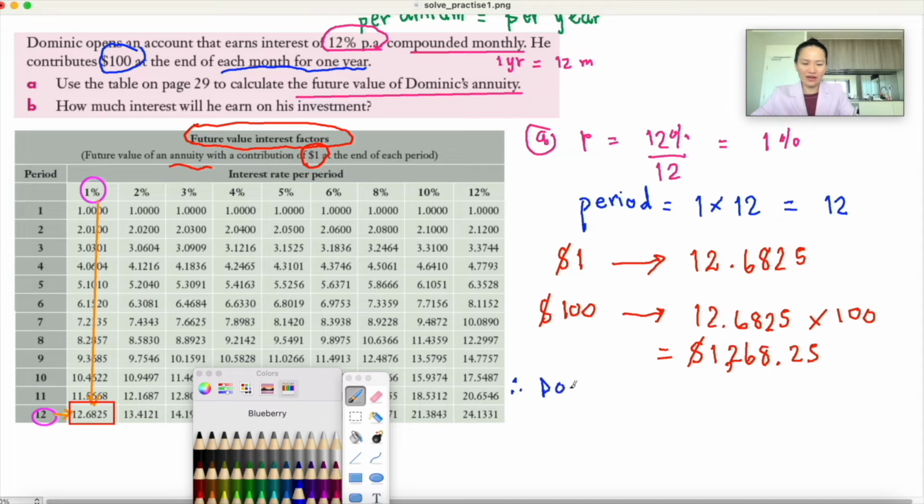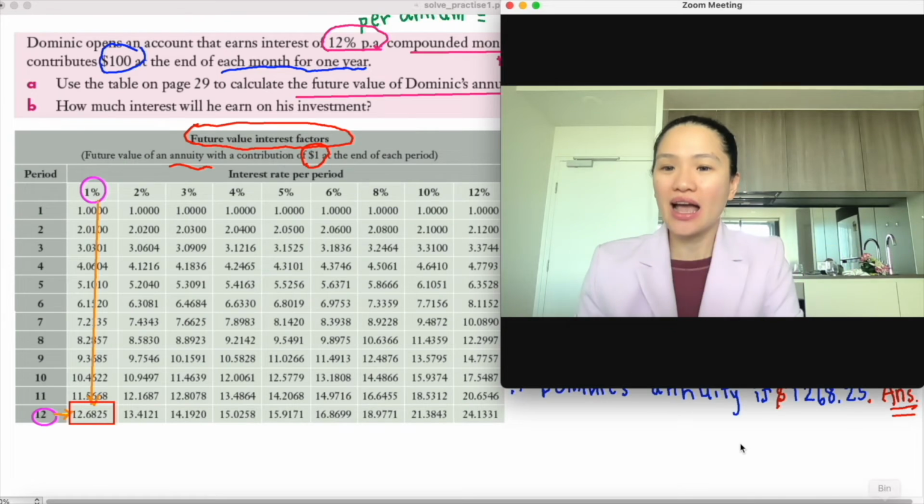So Dominic's annuity is $1,268.25. That means when he contributes $100. Okay guys, not difficult at all. Now we get the answer, and we move next to question B.